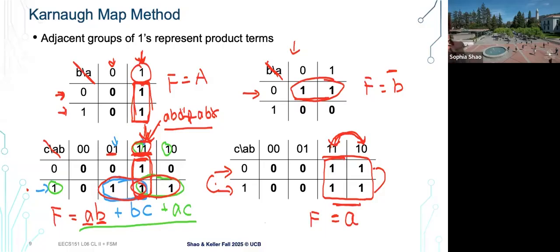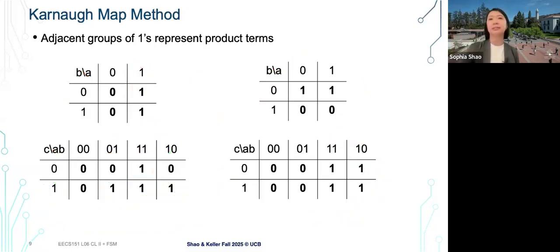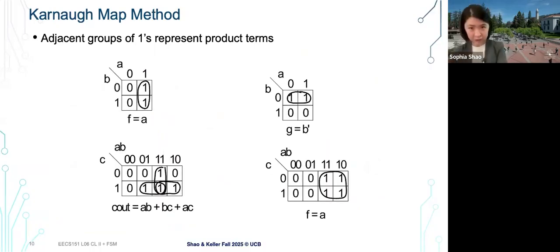What do the groupings of 0 represent? Oh, that's a good question. So far we have been talking about groups of ones, right? Even in this example, you can also see groups of 0. We'll get back to that in a minute.